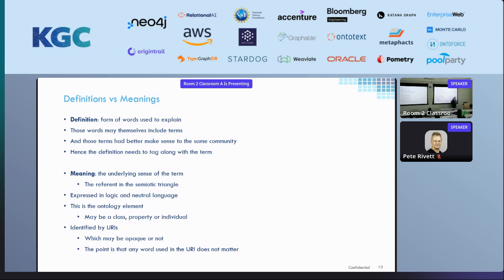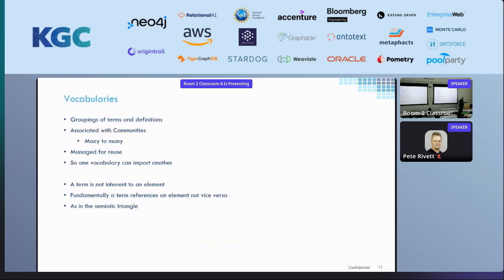The point is that any word used in the ontology term doesn't really matter. It is the term itself, aimed at the community that is being used to name it in a given context. Now, I'll show some examples of that later.